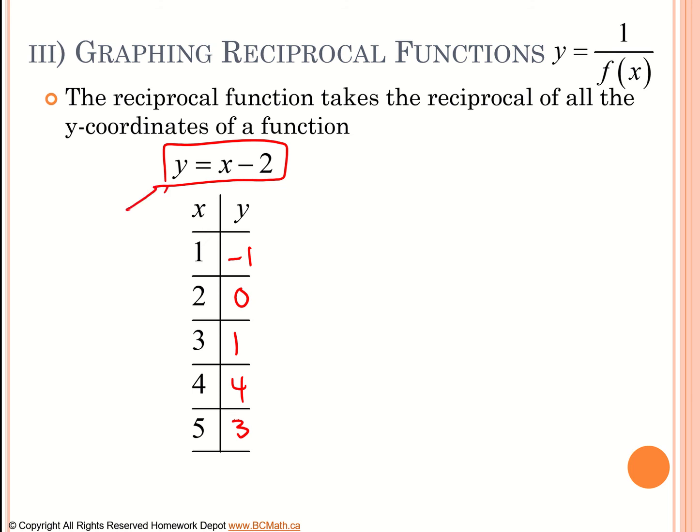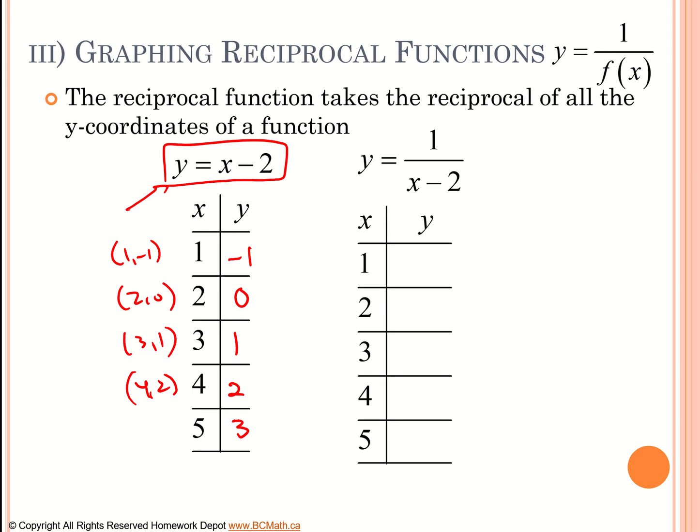From this table of values, you know that points like 1 comma negative 1 are on this graph. 2 comma 0 is on the graph. 3 comma 1 is on the graph. And then 4 comma 2, sorry, my bad, 4 comma 2. So these are points that are on the line graph.